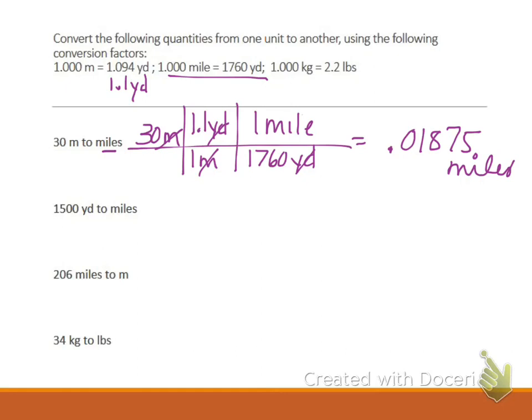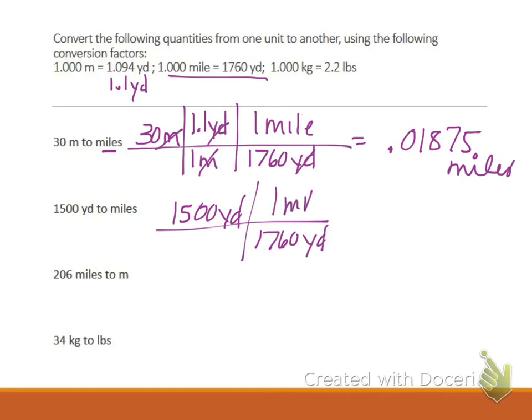Okay. So now let's do yards to miles, which is going to be a one-stepper. So we have 1,500 yards. We want to get rid of yards, so it goes on the bottom. So we say 1,760 yards is 1 mile. So we're dividing 1,500 by 1,760, we sort of expect it to be a decimal, but not a really small decimal. Right? So hopefully you got 0.852.